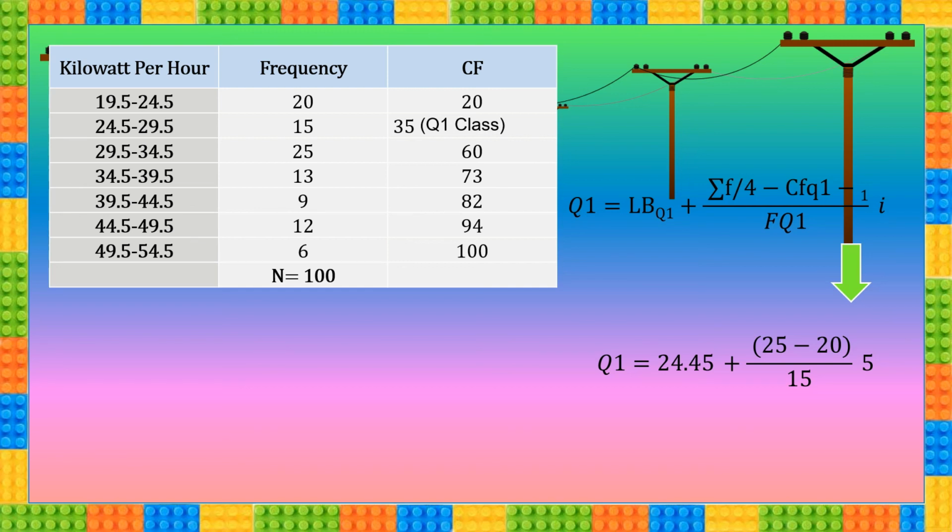24.5 minus 19.5 is equal to 5. 5 is the interval, so we will substitute it to i. Then, we will substitute the frequency of the class interval of quartile 1, which is 15, into fQ1. Now, simplify the equation. Our first quartile is 24.78.